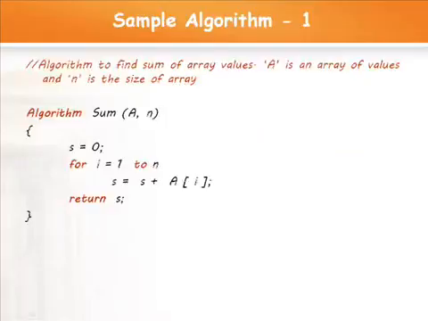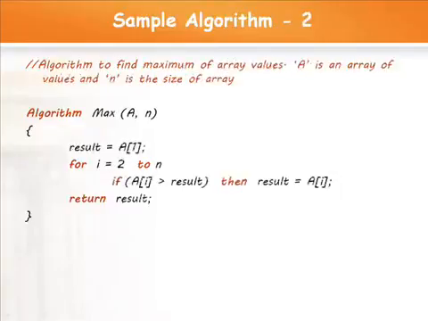Now, let us write an algorithm to calculate the sum of array elements. A is an array, N is the number of elements. We declare S as a variable initially with a value of 0. For I equal to 1 to N, to iterate from the first element to the nth element in the array, read the particular element A[I] and add it to S. Return the value of S.